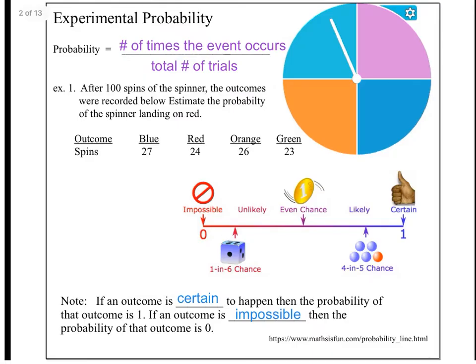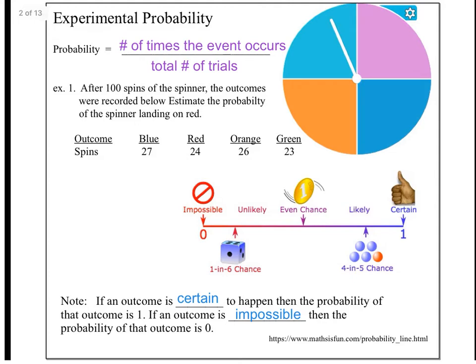Okay, so first example here, we have a spinner. When we're calculating probability, what we do is we take the number of times the event occurs and we divide it by the total number of trials. This is how we figure out the experimental probability. So on our first example, it says after 100 spins of the spinner, the outcomes were recorded below. Estimate the probability of the spinner landing on red.